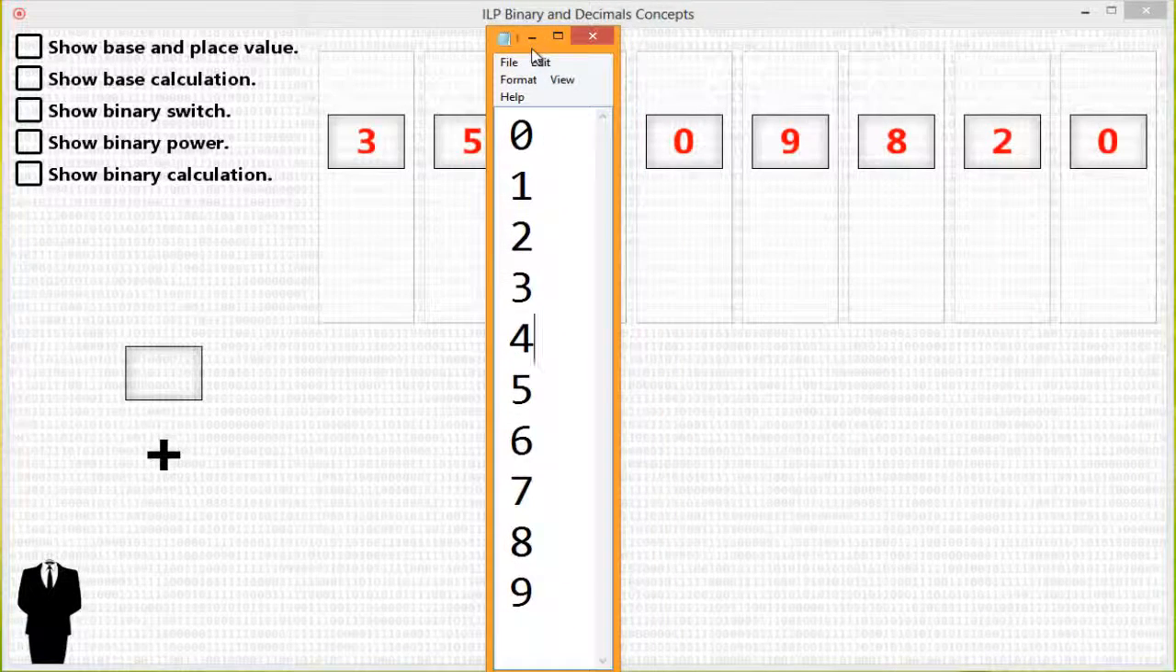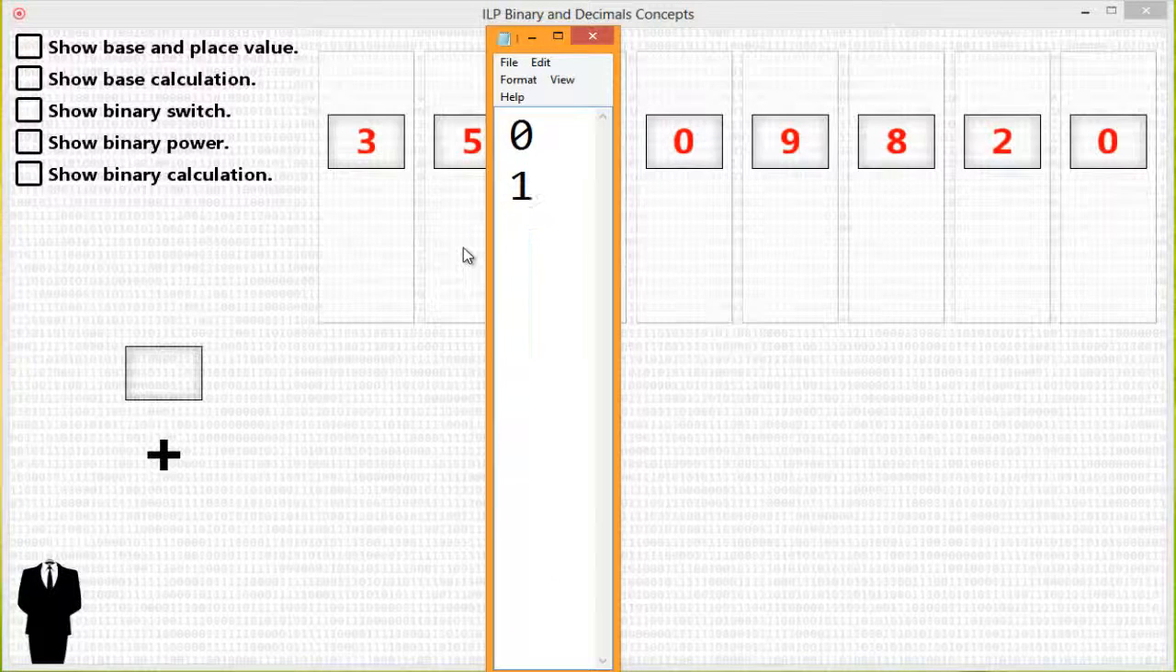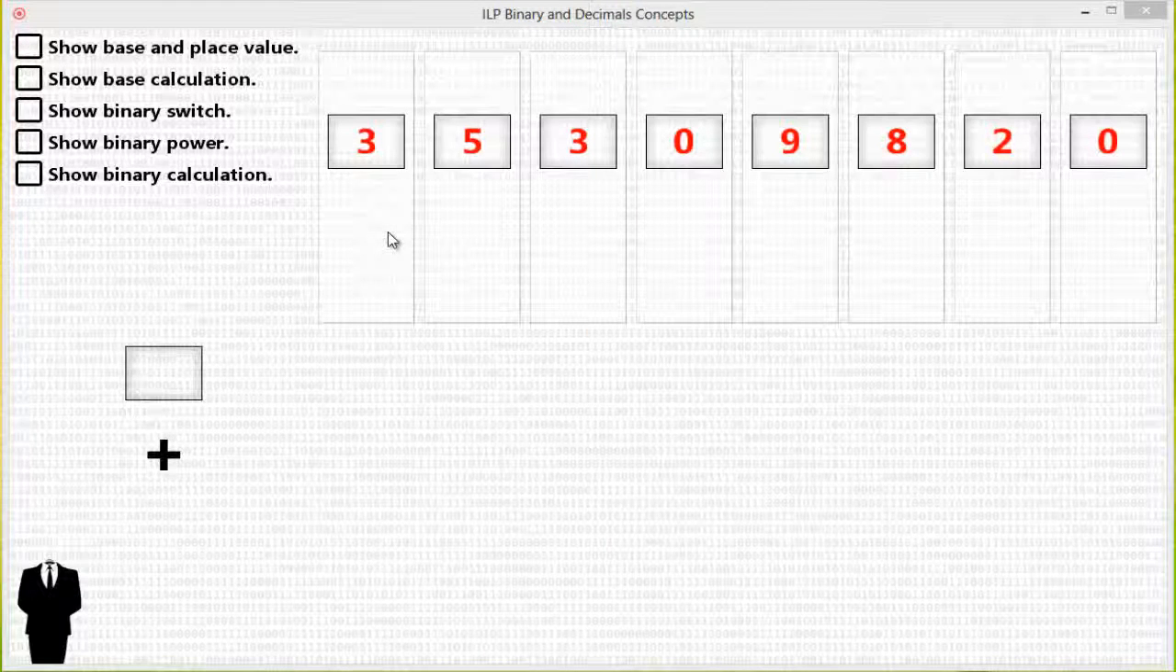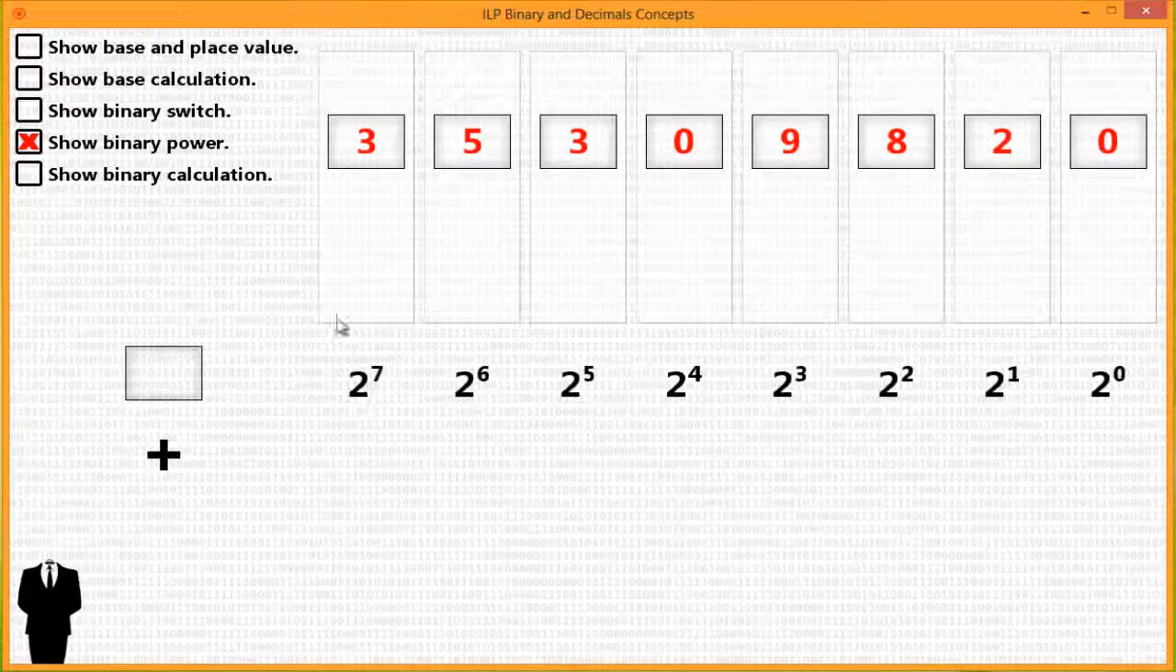Recap. In the decimal system, there are 10 symbols, 0 to 9, to represent quantity. Binary means 2. So in such a system, there are only 2 symbols, 0 and 1, to represent something. And because there are only 2 symbols, the base of a binary system is 2. And like the decimal system, it also has a place value, and the place value is represented by the power.